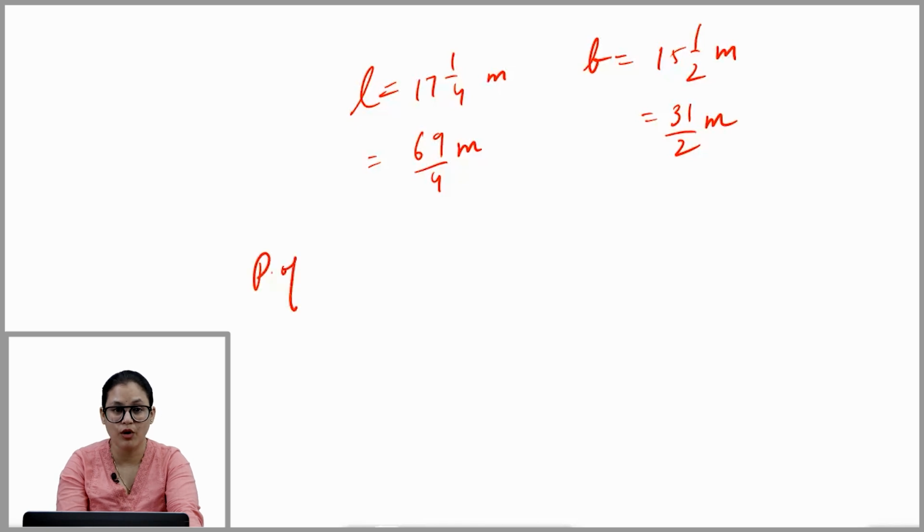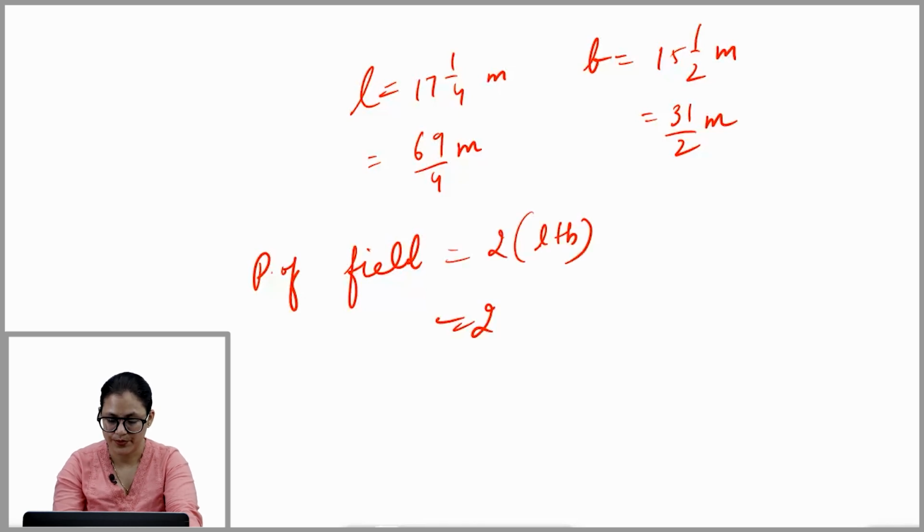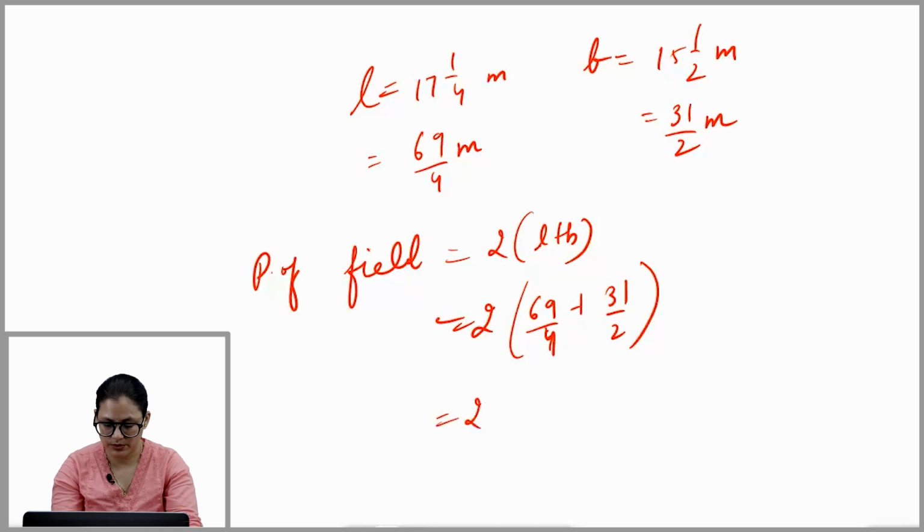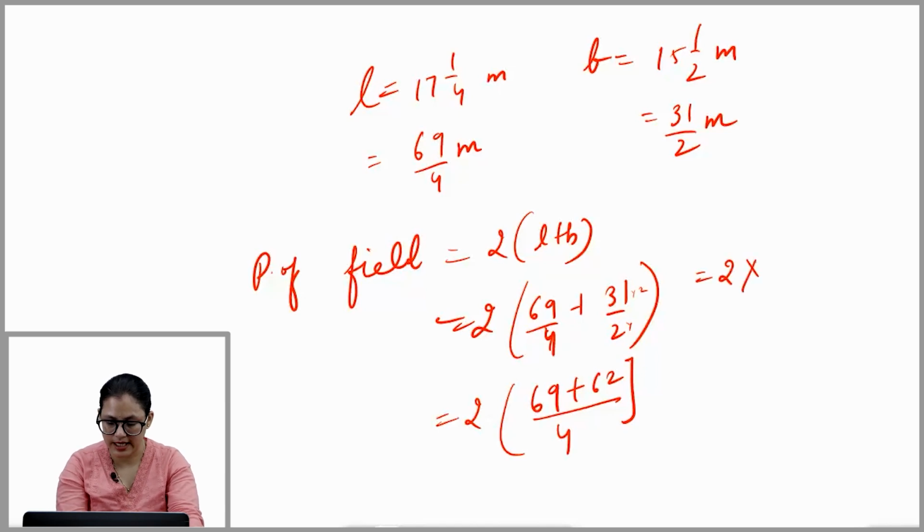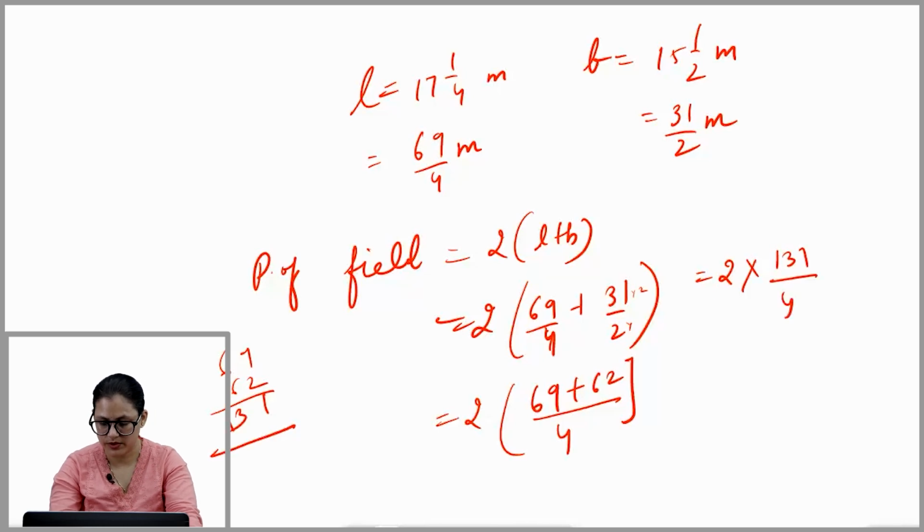So perimeter of field, which is rectangular in shape, is 2 times length plus breadth. So 2 into 69 by 4 plus 31 by 2. LCM of 4 and 2 is 4. So you will make this 4. This is already 4, and you will multiply 31 by 2. So what will you get? 62. Okay, so 2. Now 69 plus 62 is what? 131. Got this? 131 by 2 meter.